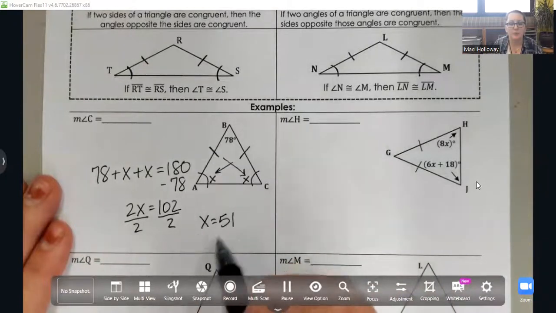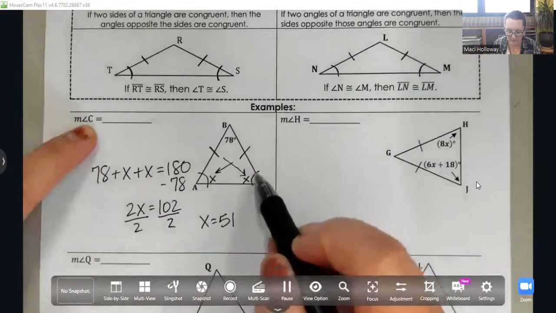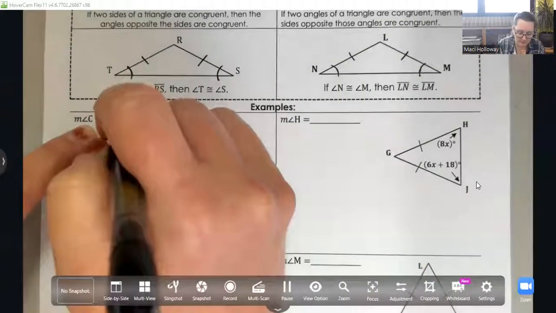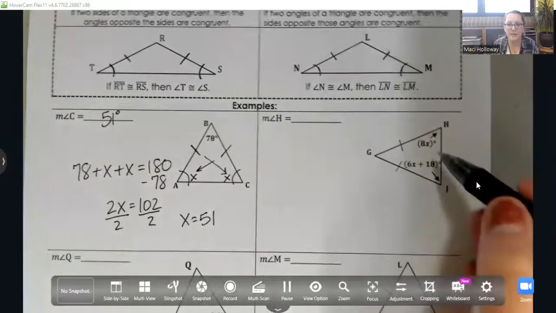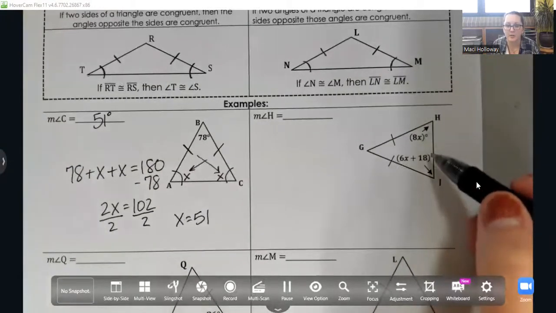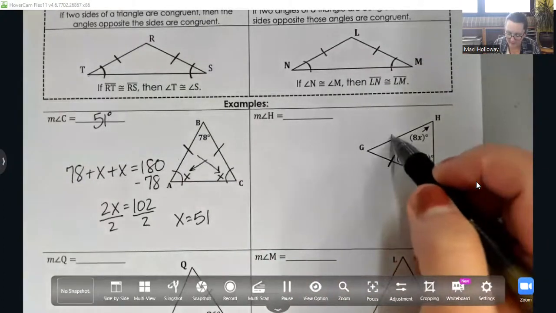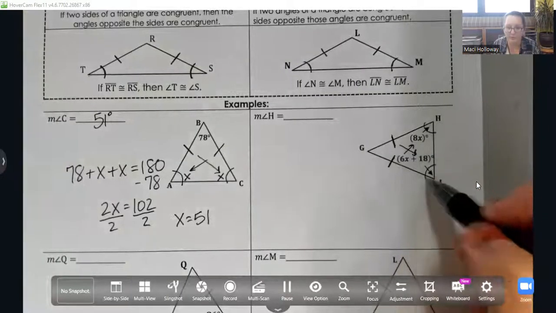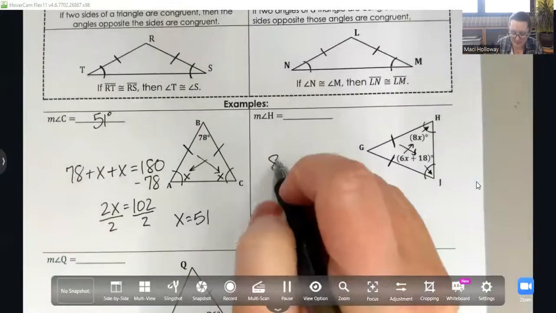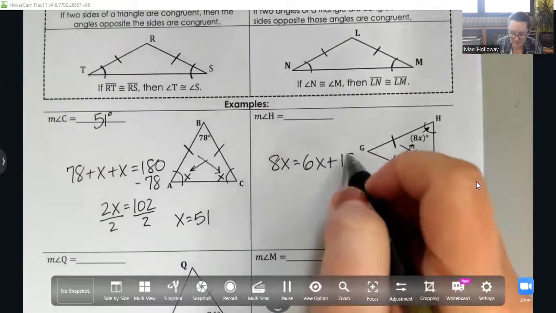So if x equals 51, I want to find the measure of angle C. Here's the measure of angle C right here. It is 51 degrees. All right, now let's add some slightly tougher equations here. The measure of angle H. Well, again, if I know my sides are congruent, then my opposite angles are also congruent. So this 8x equals 6x plus 18.